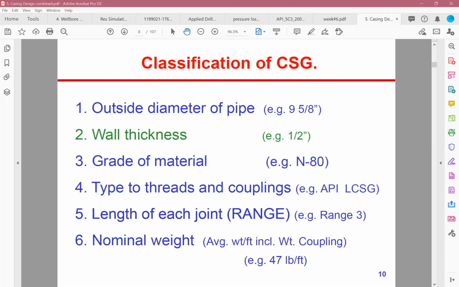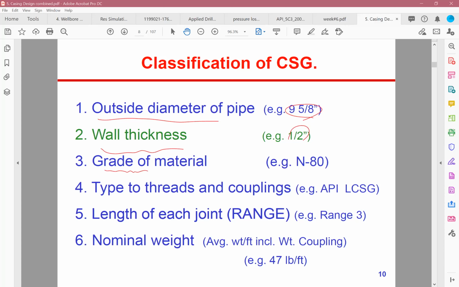All right, so this is it. And there are multiple classifications of casings. Outer diameter: when we talk about, for example, 5.5 or 9 5/8 inch casing, that's the outer diameter of the casing. The wall thickness is another property of casings, for example 0.5 inch. We will talk about them later on. Grade of material: how good is your casing, how much strength does your casing have? That's the grade of the material. Again, we'll talk about these.